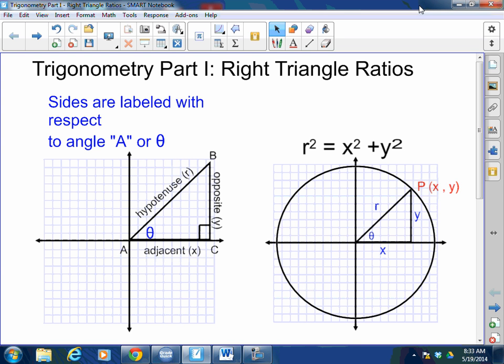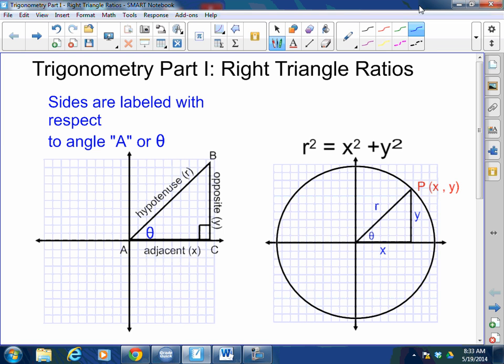Trigonometric ratios are actually really powerful. You want to find the height of a building? With the right trigonometric ratios, I could find the height of a building by just looking up and doing a couple calculations. It's that powerful. So let's get to it.